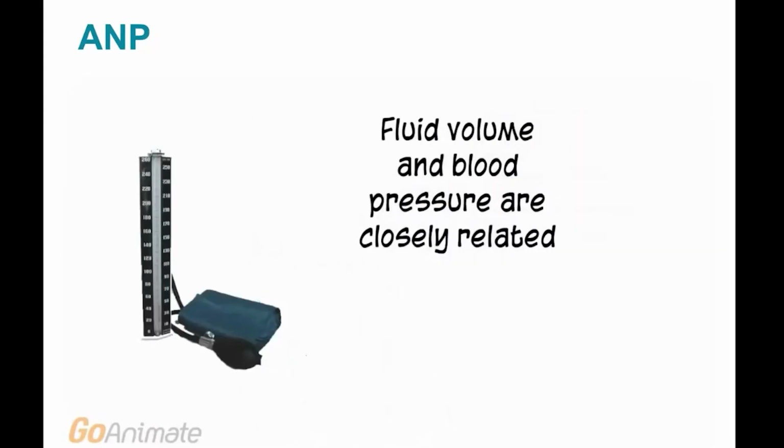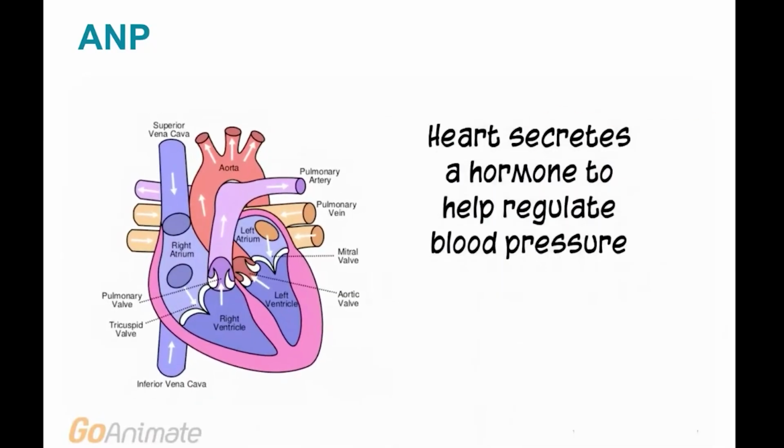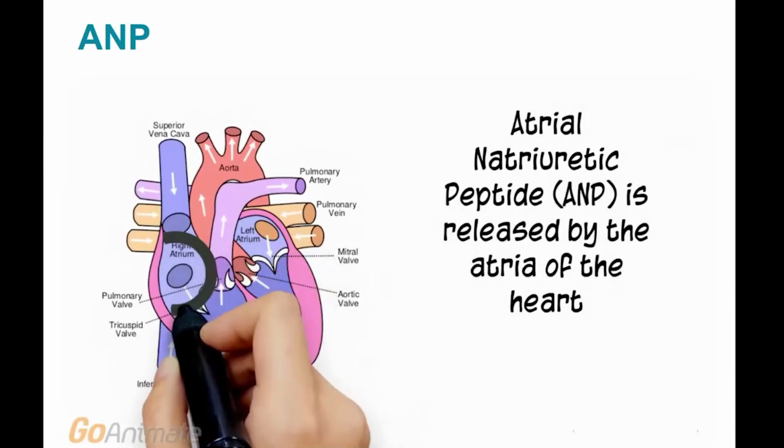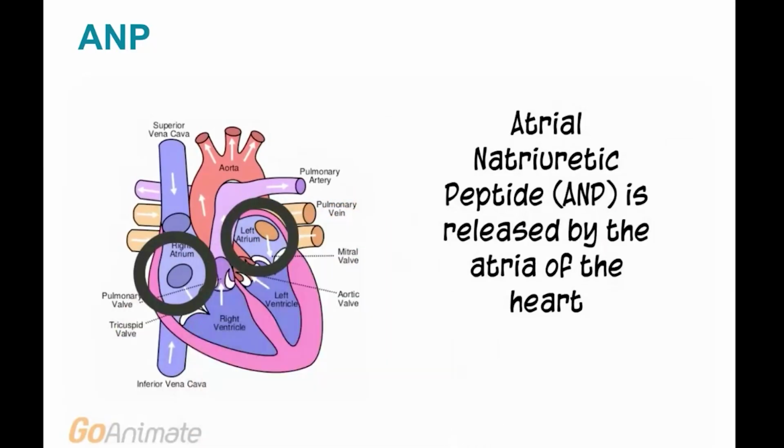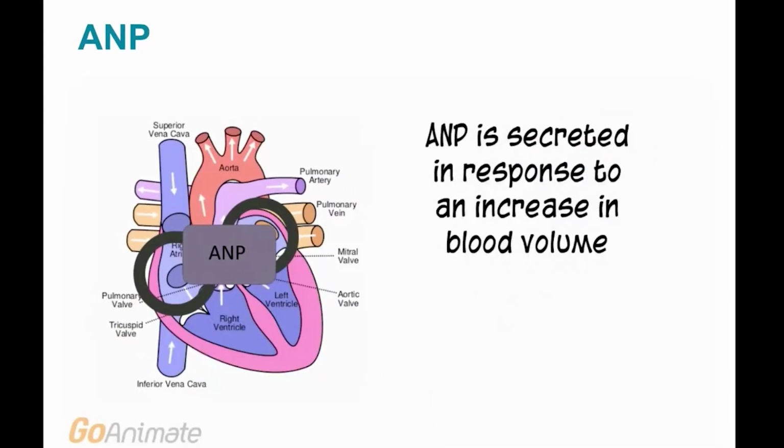Fluid volume and blood pressure are closely related. Changes in fluid volume cause changes in blood volume, which affects blood pressure. The heart secretes a hormone to help control blood pressure. This hormone is called atrial natriuretic peptide, or ANP. ANP is secreted by the atria of the heart. ANP is secreted in response to an increase in blood volume.